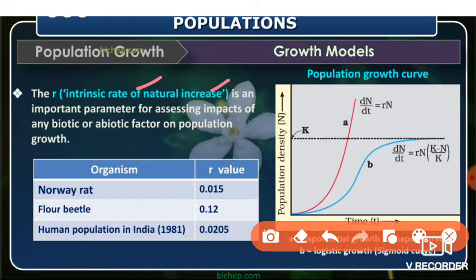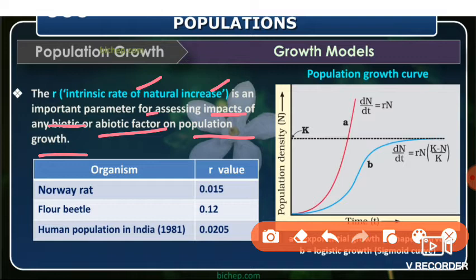How they naturally increase, that is r. It is an important parameter for assessing the impact of any biotic or abiotic factors on population growth. This is a very important parameter that we use to calculate the population size, how much it has increased, and how abiotic and biotic factors impact those organisms and that population.